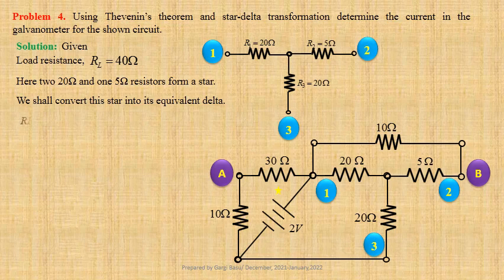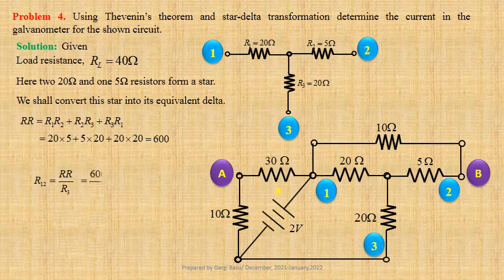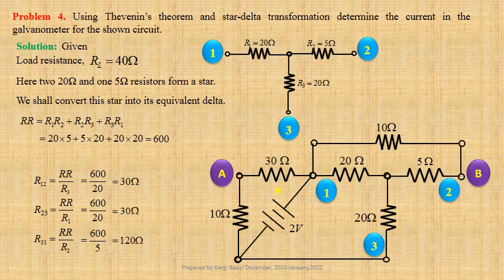Let us calculate RR equals R1 into R2 plus R2 into R3 plus R3 into R1. Using values we get 20 into 5 plus 5 into 20 plus 20 into 20 equals 600. We know that R12 equals RR divided by R3. Using values we get 600 divided by 20 equals 30 ohm. R23 equals RR divided by R1. Using values we get 600 divided by 20 equals 30 ohm. And R31 equals RR divided by R2, using values we get 600 divided by 5 equals 120 ohm. Let us now replace the star with its equivalent delta.